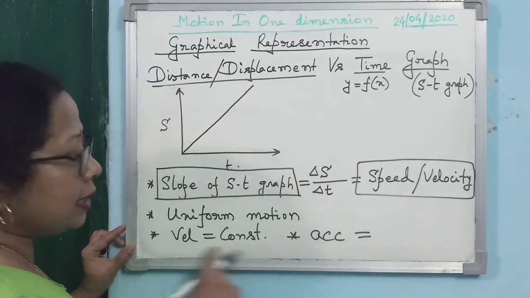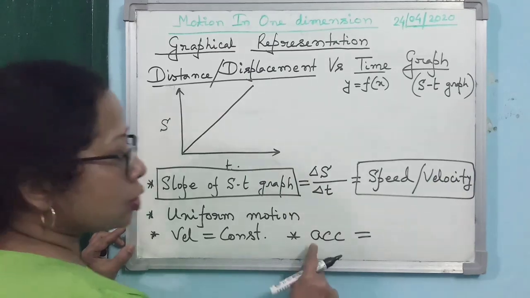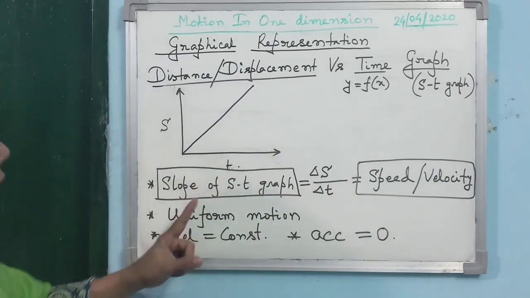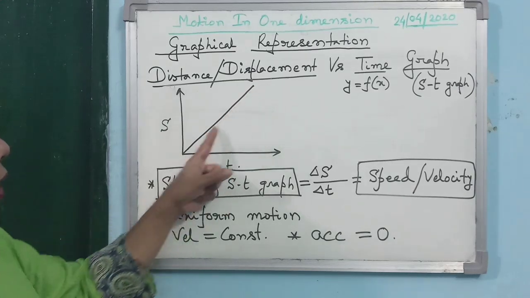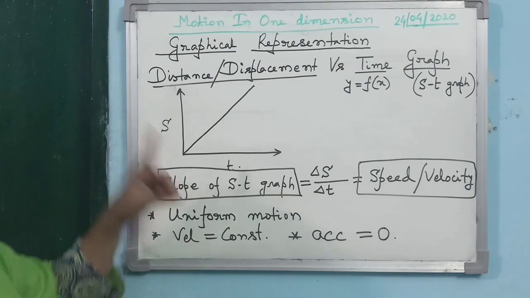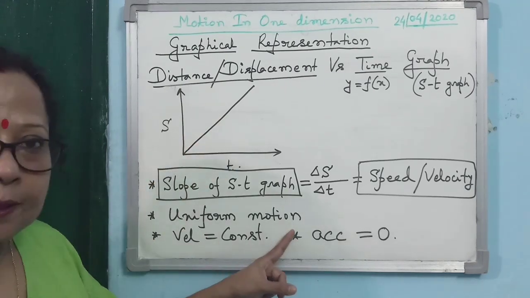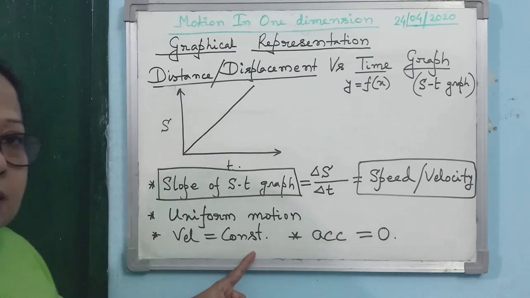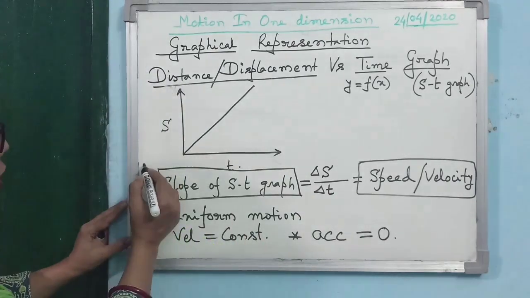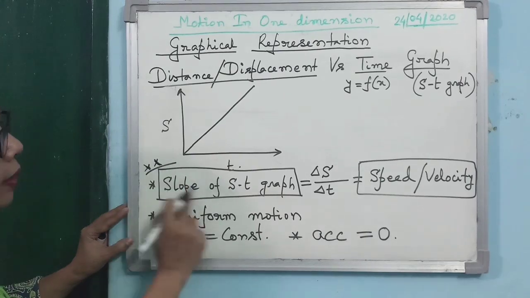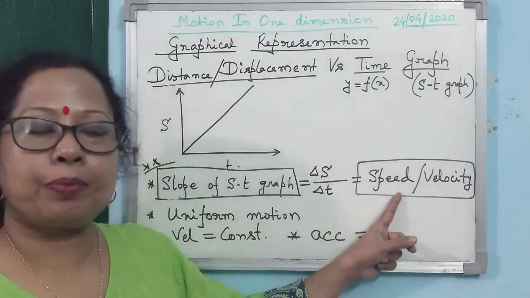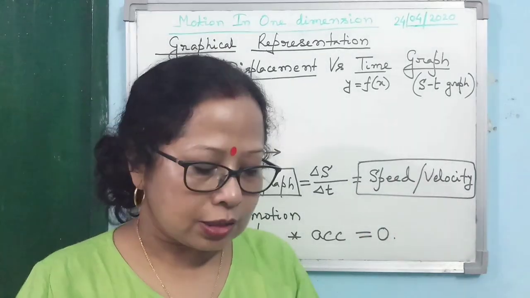So there is no change in velocity. Velocity is constant. So how much will be the acceleration? Acceleration is 0. So whenever the ST graph is a straight line passing through the origin, these are the points you have to remember: it represents uniform motion. It means velocity is constant, acceleration is 0, and another very important concept: what does the slope of the ST graph represent? Slope of the ST graph represents speed or velocity.